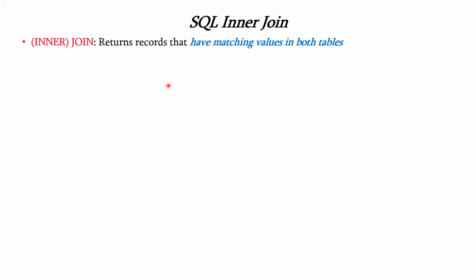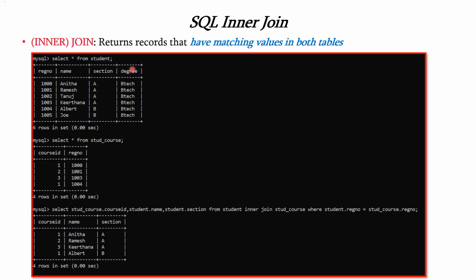First, SQL inner join. It returns records that have matching values in both tables. So let us consider the two tables, student and student course. In student we have 6 rows and in student course we have 4 rows. Suppose we are writing the query like this using inner join.